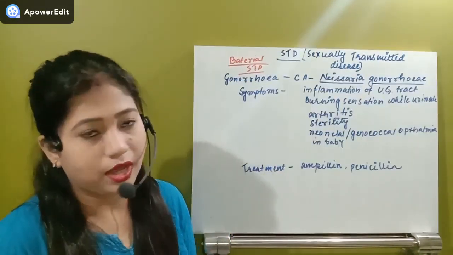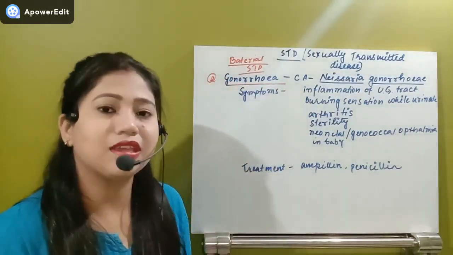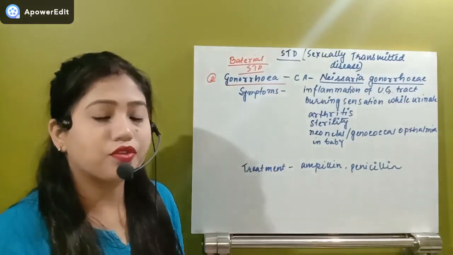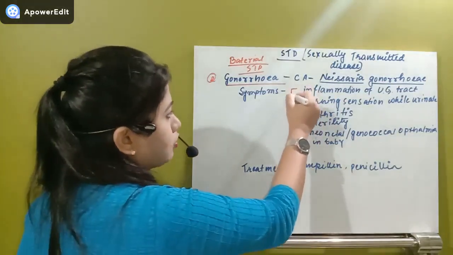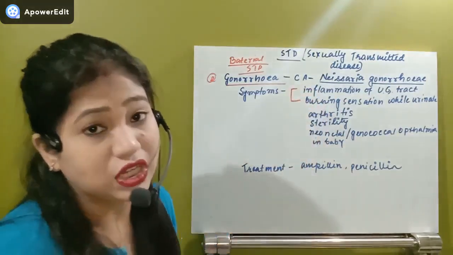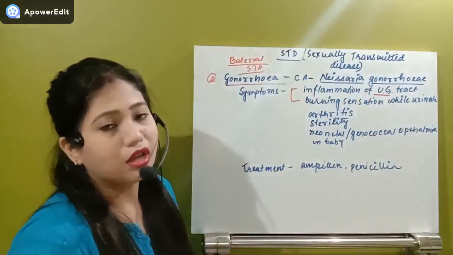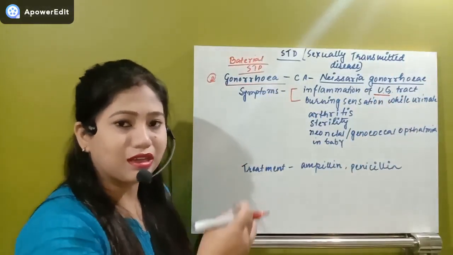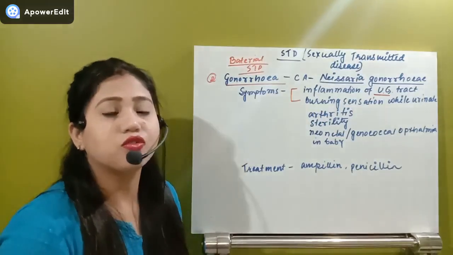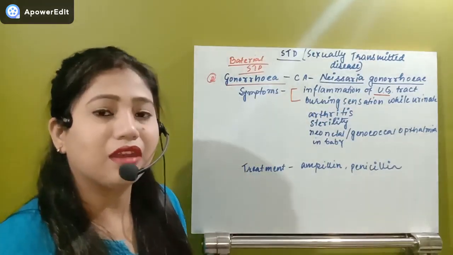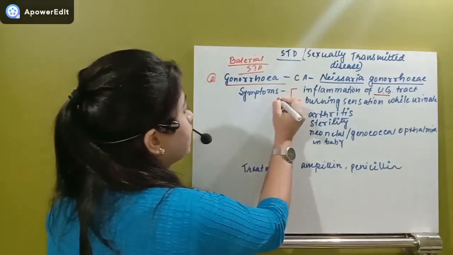Next disease is gonorrhea. So what happened in this case? In case of gonorrhea, the causative organism is Neisseria gonorrhoeae. So first of all, what happened in case of male and female? In case of male, it can cause inflammation of the urogenital tract. It can cause, first of all, inflammation in the urethra as well as in the accessory glands. Up to the accessory glands, it can cause inflammation. And also, while urinating, that male can feel a burning sensation. So these are some symptoms in case of male.